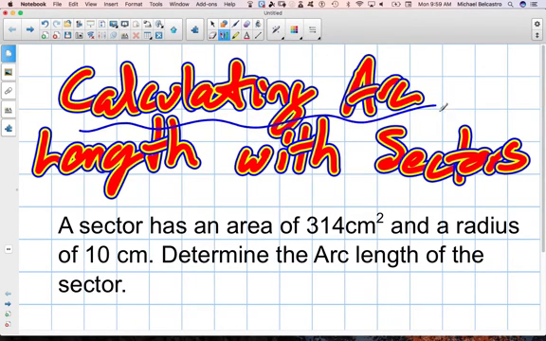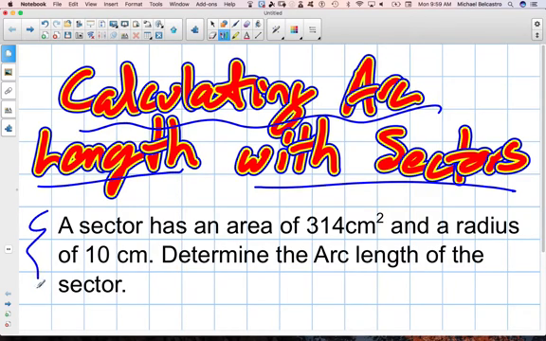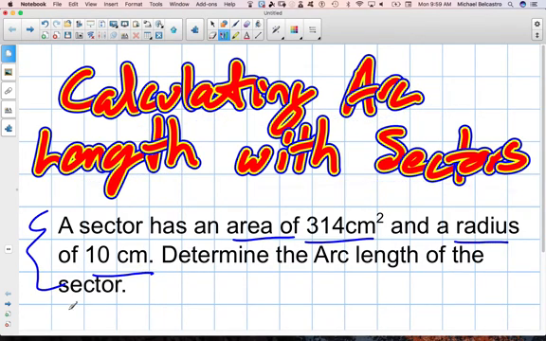We're going to look at calculating arc length with sectors, or the information of sectors. So we'll read our question here. A sector has an area of 314 centimeters squared and a radius of 10 centimeters. Determine the arc length of the sector. So let's get our important information out of this.